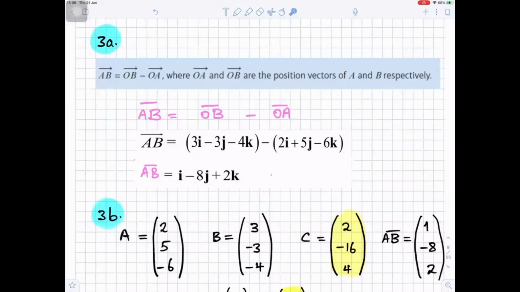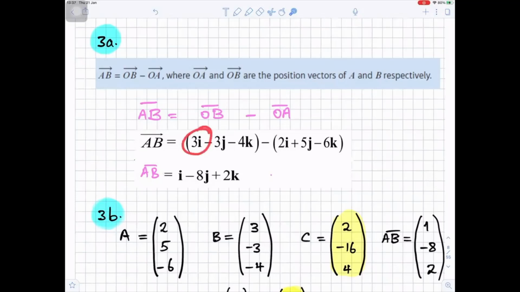For question 3a, we're going to use this formula. AB equals OB minus OA, where OA and OB are the position vectors of A and B respectively. It's very important: it is OB minus OA, the second letter minus the first. So when we do that, AB is 3i minus 3j minus 4k minus (2i plus 5j minus 6k).